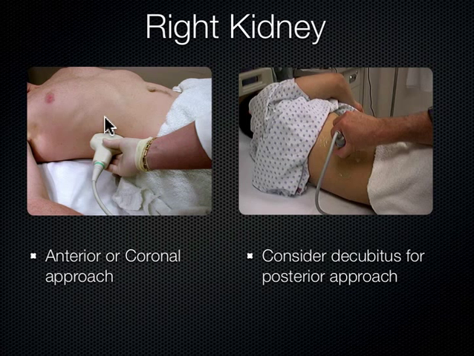No? Okay. Now, if you can't get lucky that way, you can then roll the patient decubitus. This is called left lateral decubitus. Decubitus means on their side. You roll the patient on their side, and you can look between the ribs and see the kidney from a posterior approach, sometimes a little bit better.